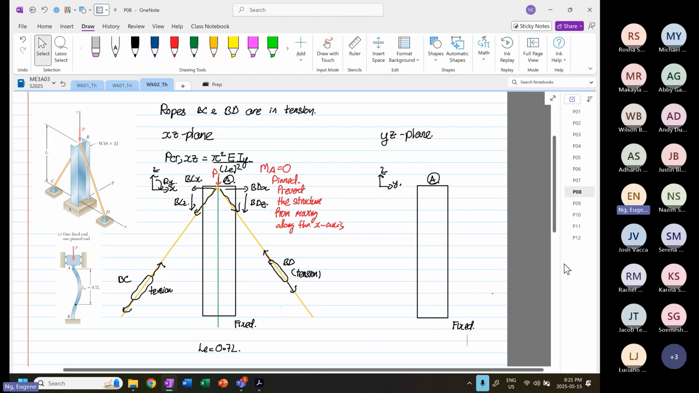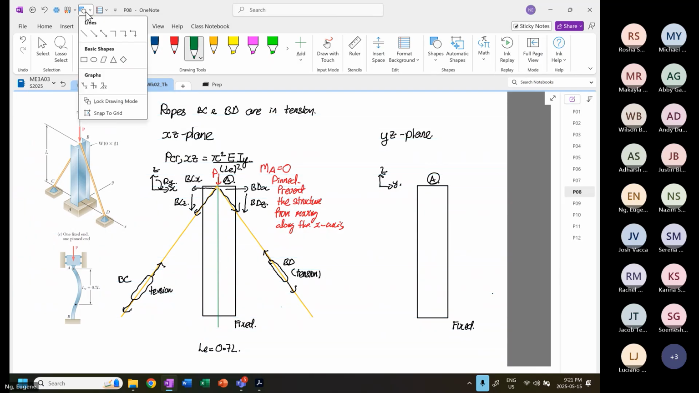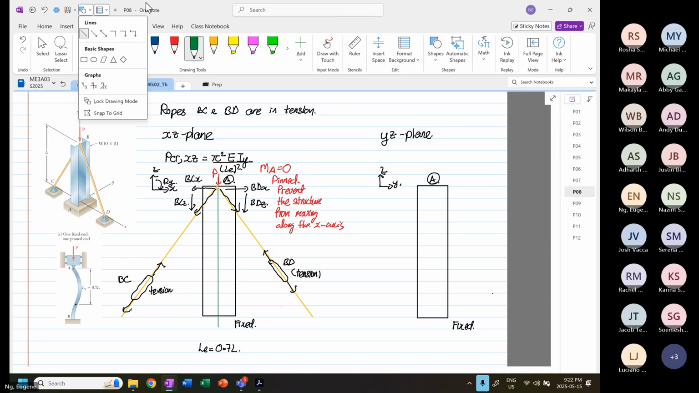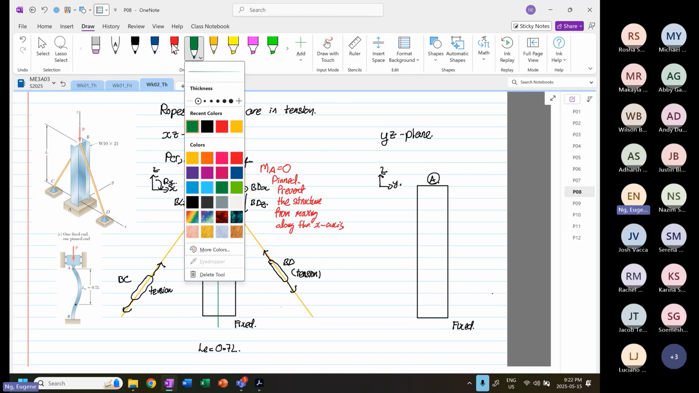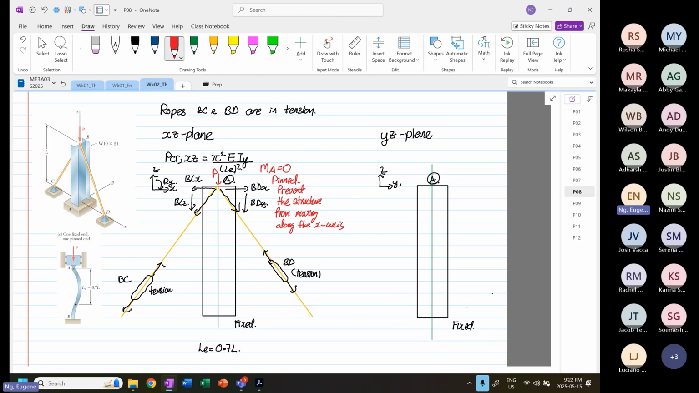And I'm going to draw the green line. I'm now going to draw a green line. And now, if we look at, we have forces still, right? So we know that this is our P.